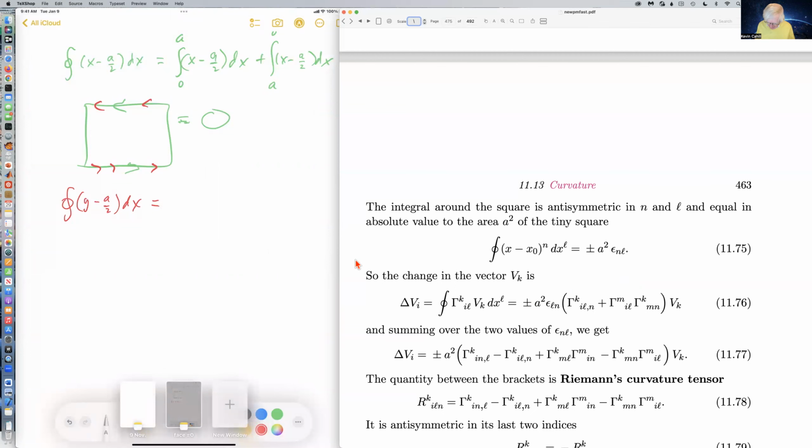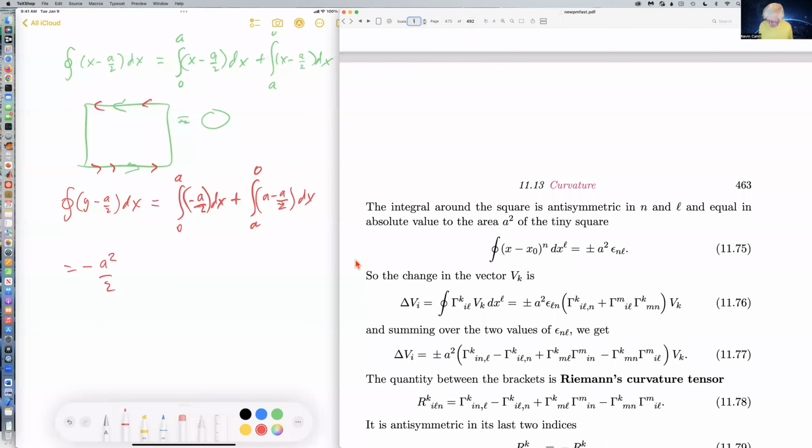Anyway, what is the value of y on the bottom axis? Well, it's 0. So it's going to be an integral from 0 to a dx of minus a over 2 dx, and then plus an integral from a to 0 when y is equal to a, so a minus a over 2 dx. Okay, so this first integral here is going to be minus a squared over 2.